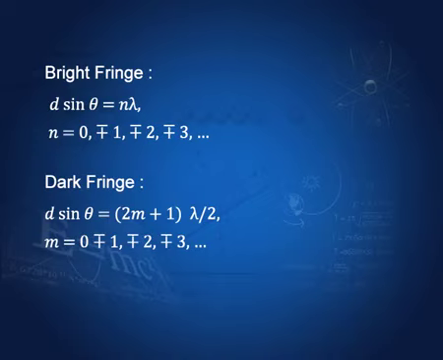So, the condition for bright fringe is d sin theta equal to n lambda, where n is either 0 or an integer, and the condition for dark fringe is d sin theta equal to (2m plus 1) into lambda by 2, where m is an integer, again 0, 1, 2, 3, and this is the condition for dark fringe.